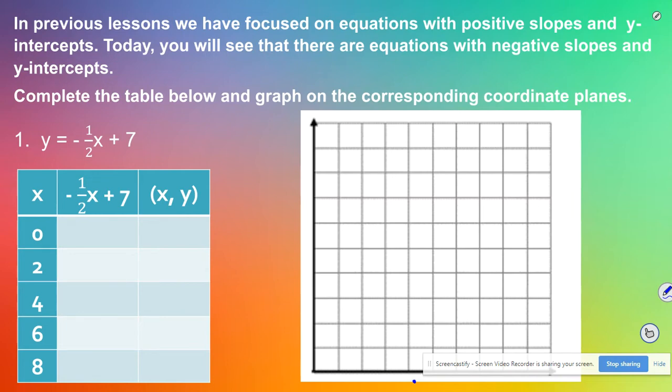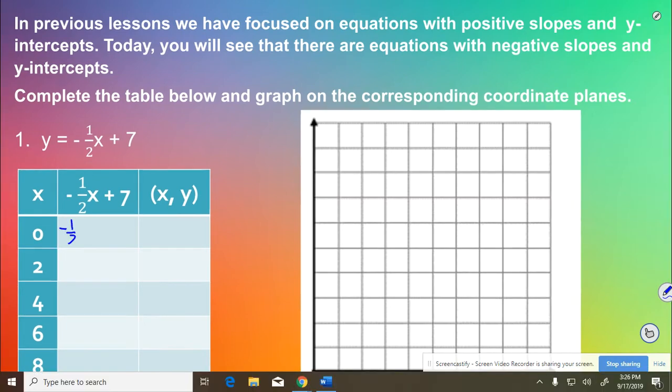So we're going to start by plugging in 0. We do negative 1/2 of 0 plus 7. Anything times 0 is 0. Add the 7, we get 7. 0, 7. We can plot it at the same time. We start at the origin and go up 7. That brings us way up here.